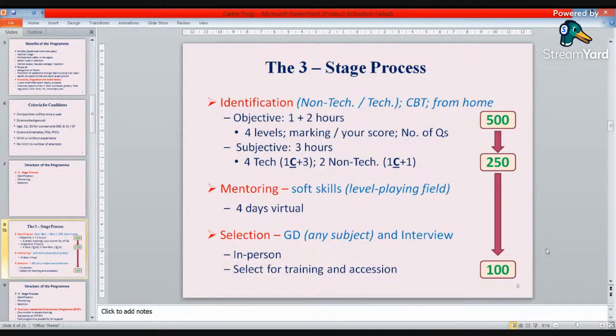See, in the identification stage, in objective and subjective, we have seen your technical competence, technical knowledge. Now we want to see your soft skills. We don't have to see your technical knowledge anymore. We have done that. But these 250 people might be coming from different places in the country. Some might come from cities like Delhi, Mumbai, Kolkata, Bangalore. Some might come from smaller places where the level of exposure is not there.